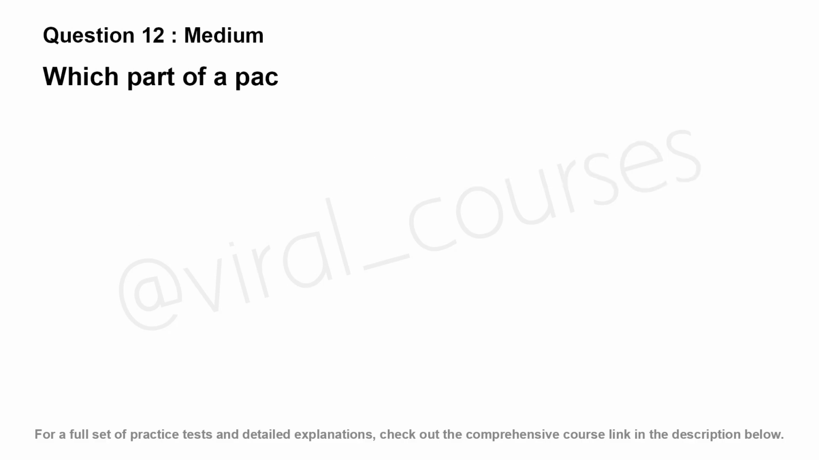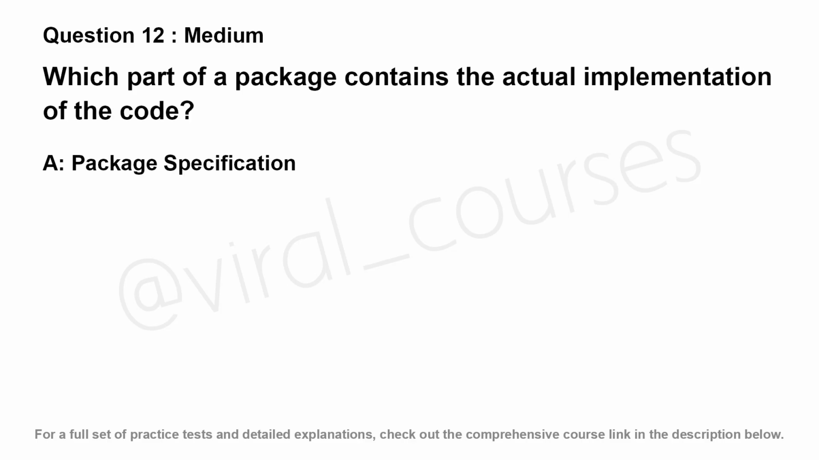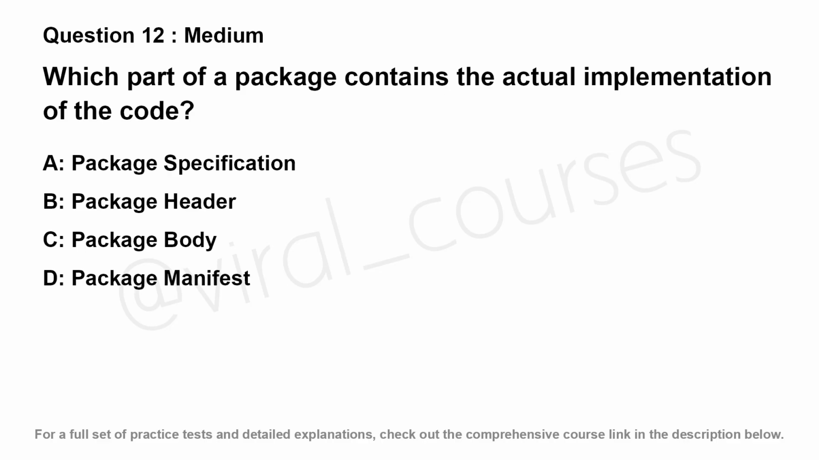Which part of a package contains the actual implementation of the code? Option A, package specification. Option B, package header. Option C, package body. Option D, package manifest.